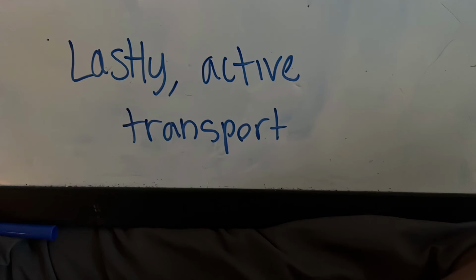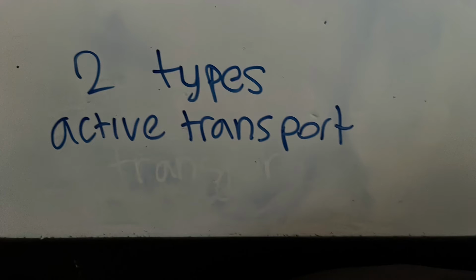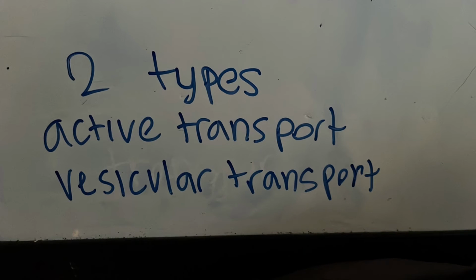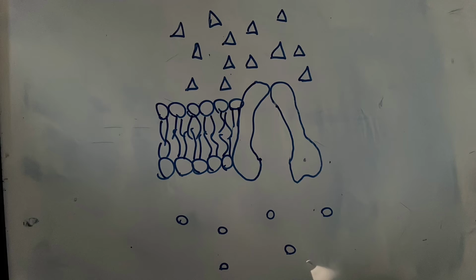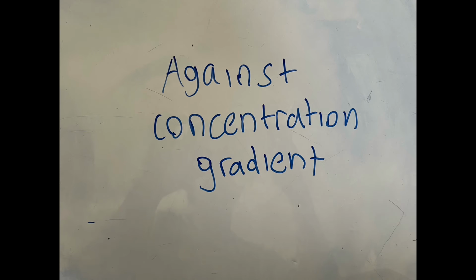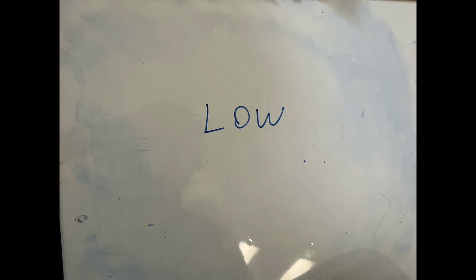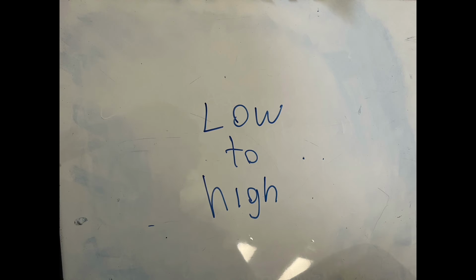Lastly, we have the active processes. There are two types, active transport and vesicular transport. These processes require outside energy to work. First, we have active transport. In this, the solute moves against the concentration gradient, so low solute moves to high solute concentration.